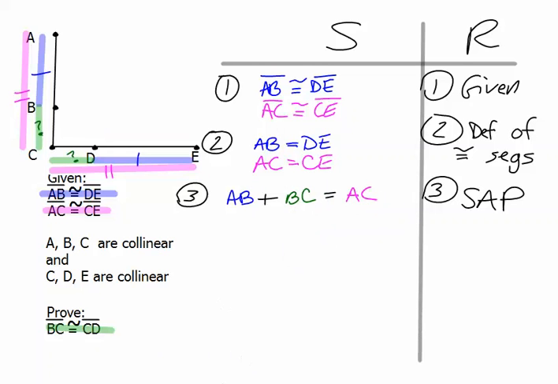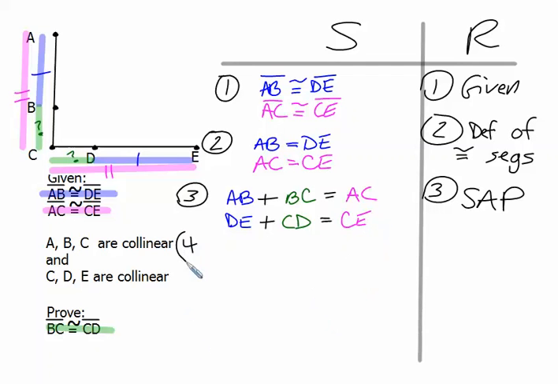Horizontally, on the bottom, now please try to line things up. So DE matches up with the AB. I'm going to say the distance from D to E plus the distance from C to D is equal to that whole segment, which is the distance from C to E.